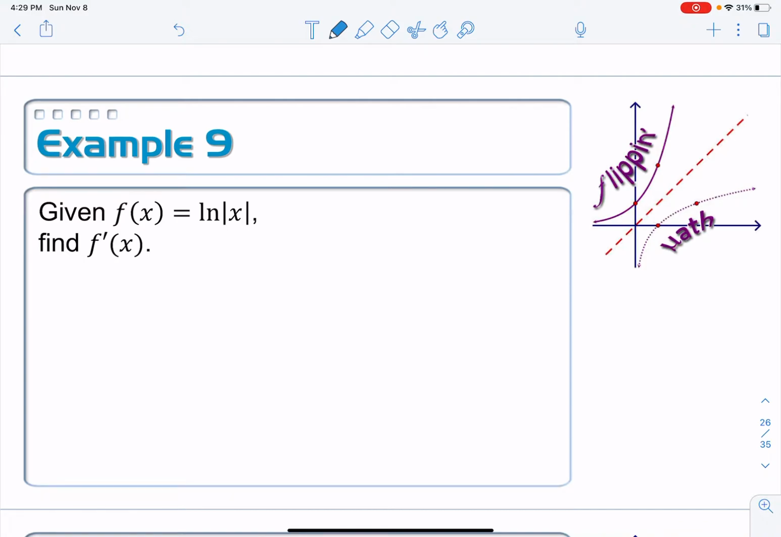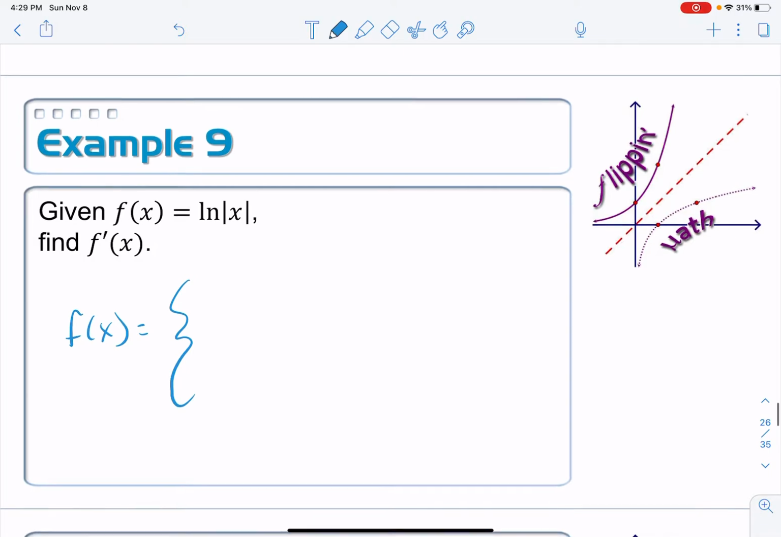All right, so of course we don't have a derivative rule for the natural log of the absolute value of stuff. That's basically what we're trying to do here. So I'm going to rewrite this as a piecewise function. F of x is equal to two different pieces. If x is already a positive number, then the natural log of the absolute value of x is just the natural log of x, as long as x is greater than 0.